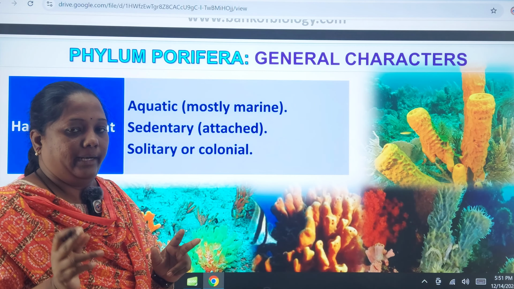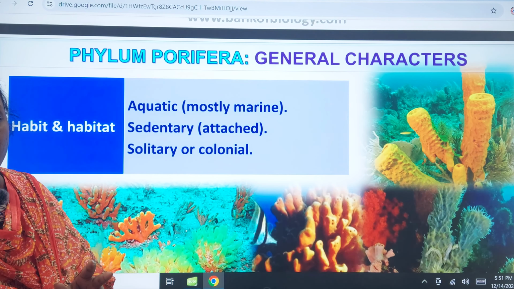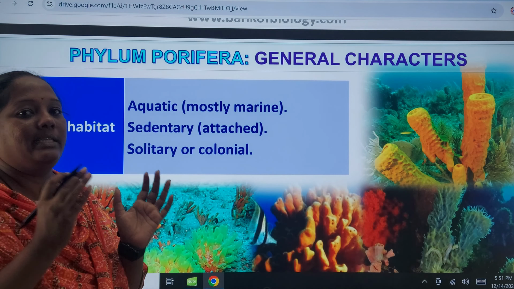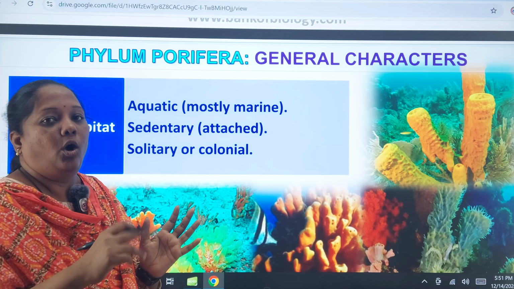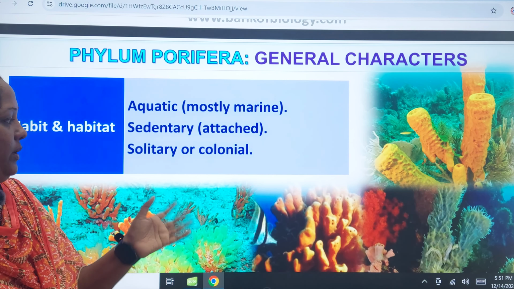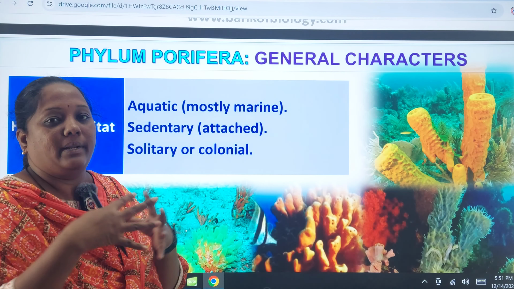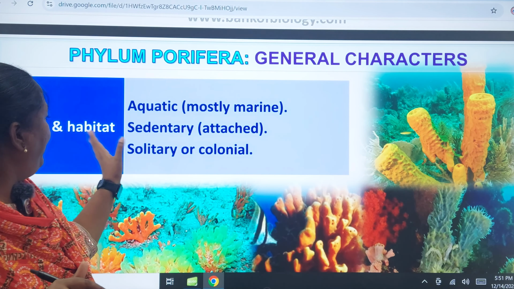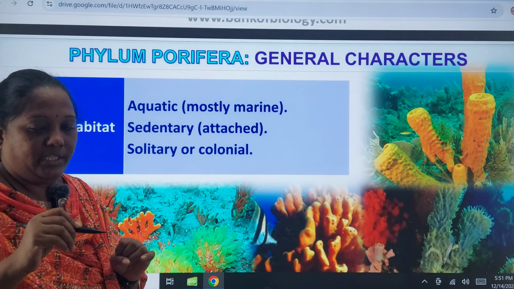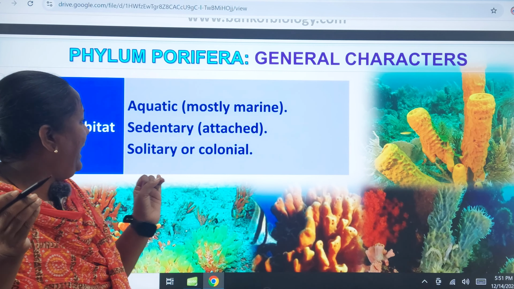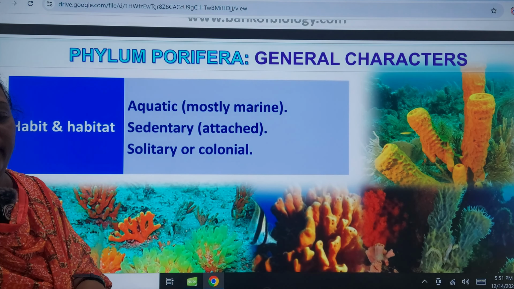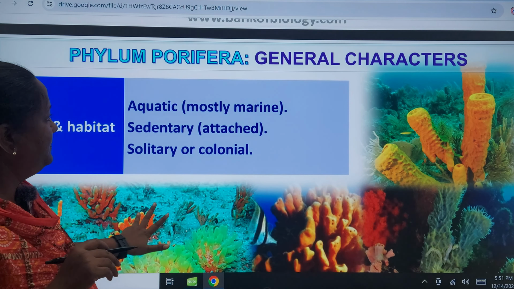solitary or colonial. Solitary is nothing but single or with any one friend. Colonial is nothing but they are present in a group. Okay, so Porifera habitats are aquatic but mostly marine, and they are sedentary, solitary as well as colonial.